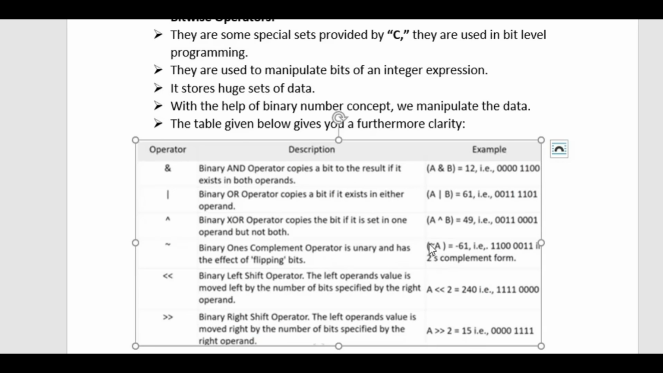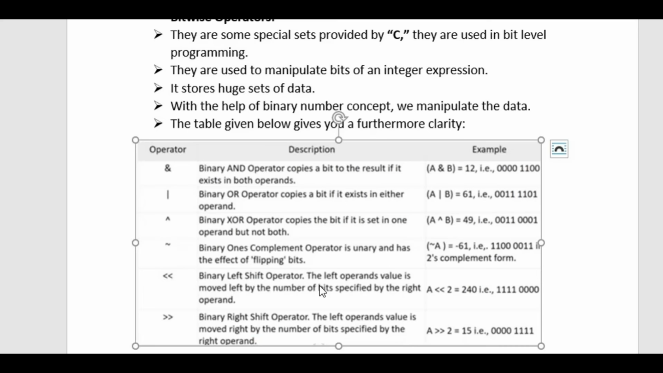Binary ones complement of a equals minus 61, that is 11000011. So it has a two's complement form. It can be flipped from 1 to 0 or 0 to 1. So we'll be discussing the operations in the upcoming video, so stay tuned.